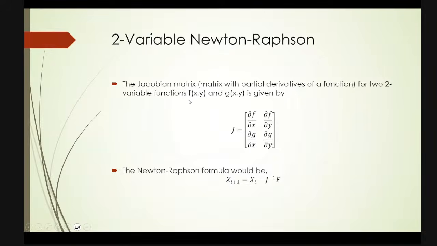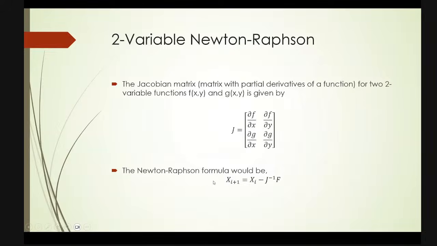Let us consider a two-variable system of equations f(x,y) equal to 0 and g(x,y) equal to 0. The Jacobian matrix for these two equations is given by ∂f/∂x, ∂f/∂y, ∂g/∂x, and ∂g/∂y. As you can all see here, we have the partial derivatives of both the functions with respect to both the variables in the matrix.